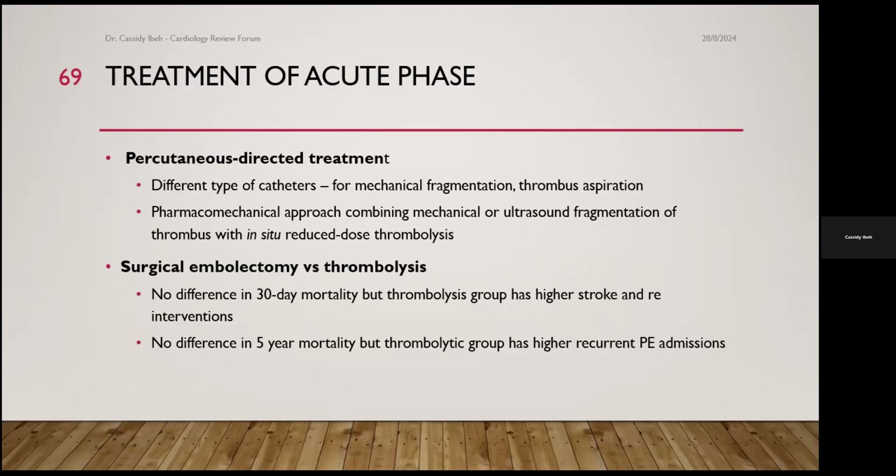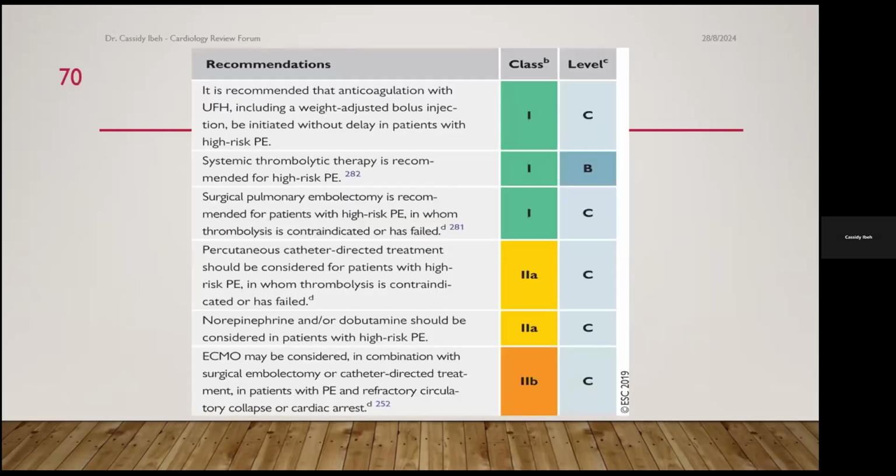Okay, now you want to compare surgical embolectomy with thrombolysis. It has been shown that there is no difference in terms of mortality, either 30-day or 5-year mortality, when compared with thrombolysis. Okay, but however, the thrombolysis group actually has higher recurrent admissions and even stroke and reinterventions. Now, this actually shows the use of some of these agents.